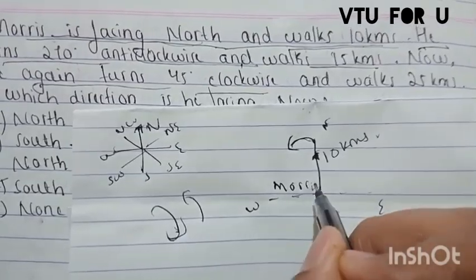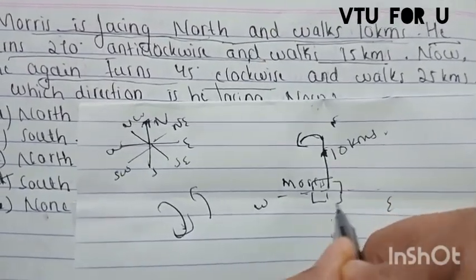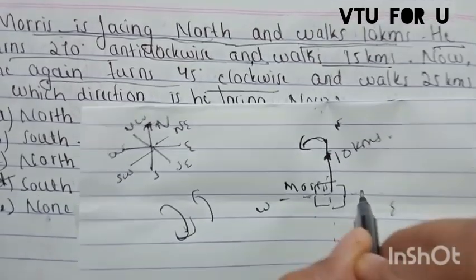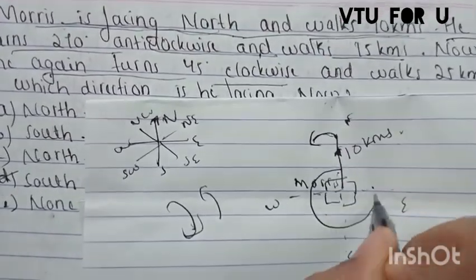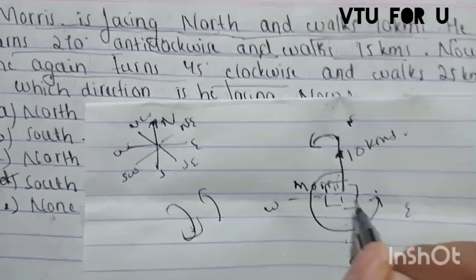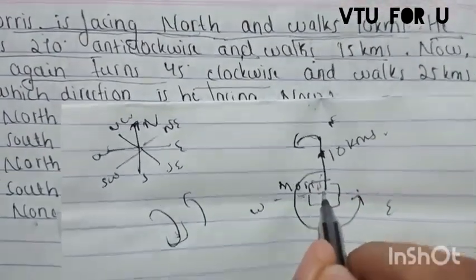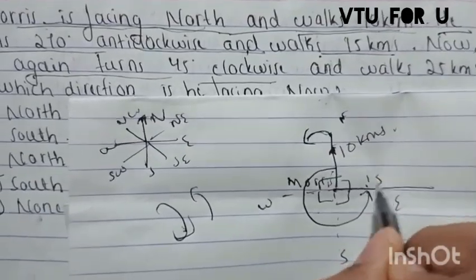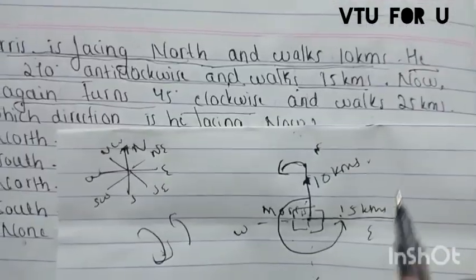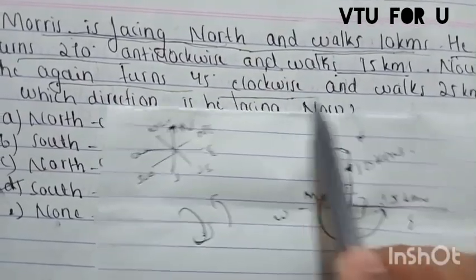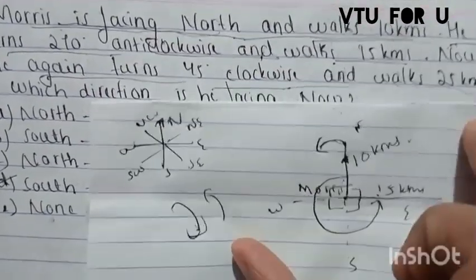So this is, as we all know, 90 degrees each, and overall it is 360 degrees. 90 plus 90 plus 90 is 270 degrees. So from here to here it will become 270 degrees. And he is going to walk for 15 kilometers from here. Then he again turns 45 degrees clockwise and walks for how many kilometers?